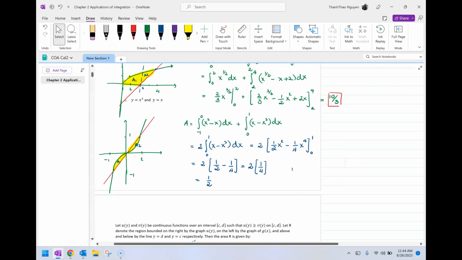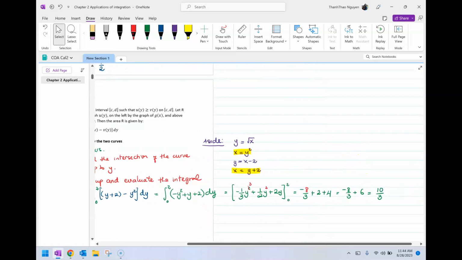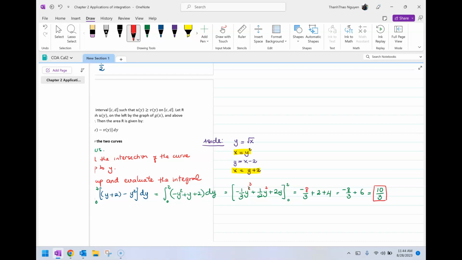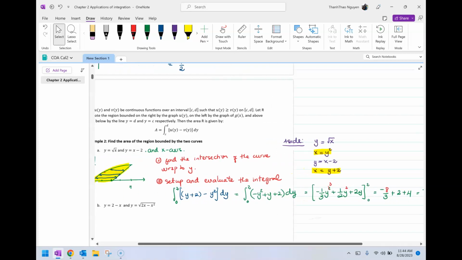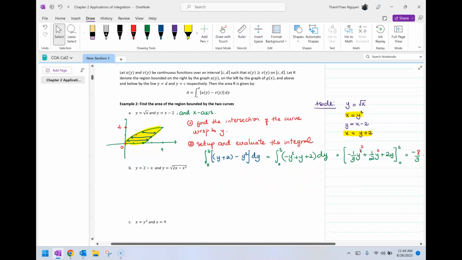Now if we evaluate it again with respect to y, we get the same answer, right? So either way, let's take a look at the next problem. y equal 2 minus x and y equal to square root of 2x minus x squared.